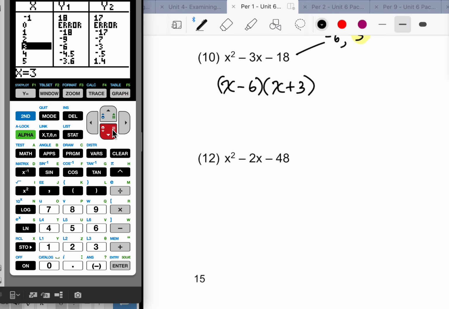So I'm looking at 6 and 8. Am I increasing the 6 by 8? No, that wouldn't make sense. That's going to get me to a 14. Am I decreasing the 6 by 8? Yeah, that'll get me to a negative 2. So x plus 6, x minus 8.